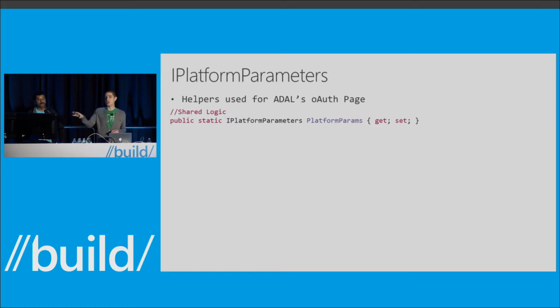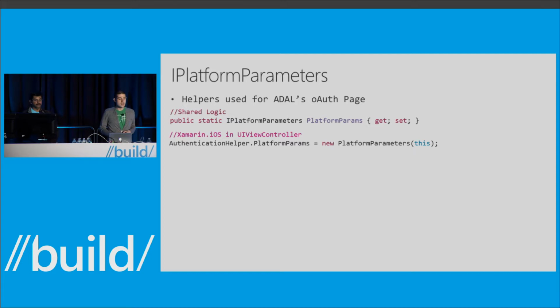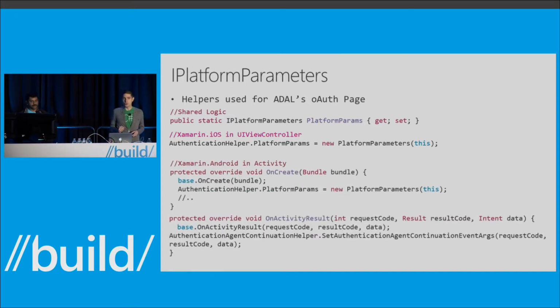So this is my shared logic. In my shared code, I have this thing called the platform params that I'm going to set up. In iOS, on our main page, it's pretty simple. I create an authentication helper class as part of my shared code, and I say platform parameters. That's it. In Android, it's a little bit trickier. There's a line of code, same line of code, and then it'll launch a separate activity, so it's a separate page, and when it comes back, Azure AD needs to be notified.